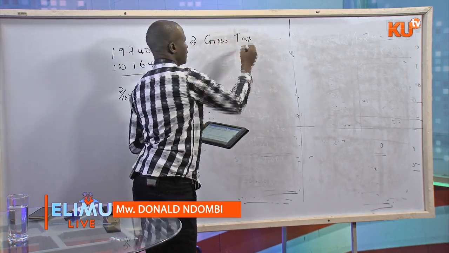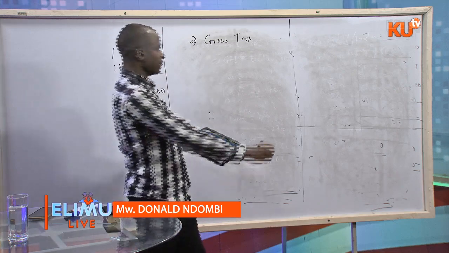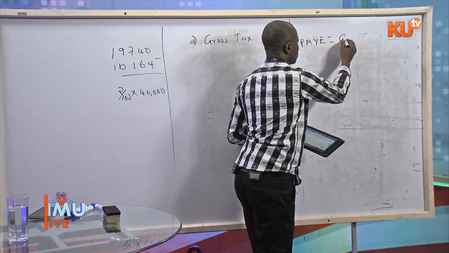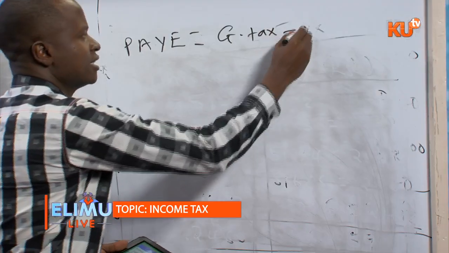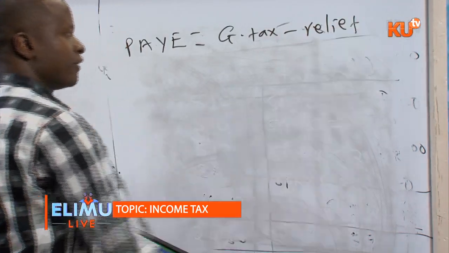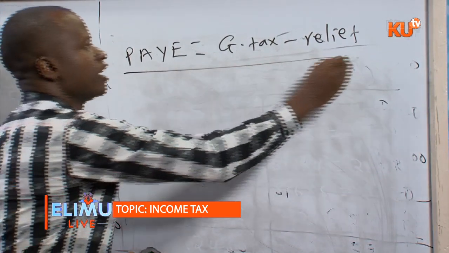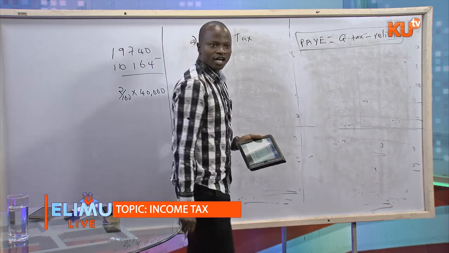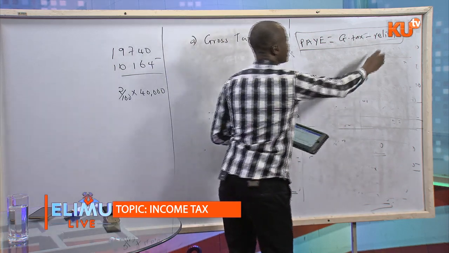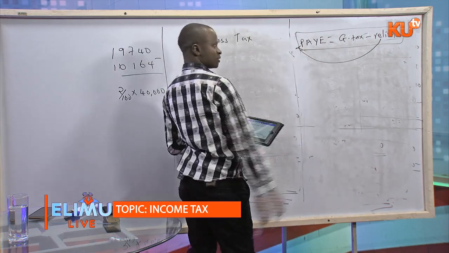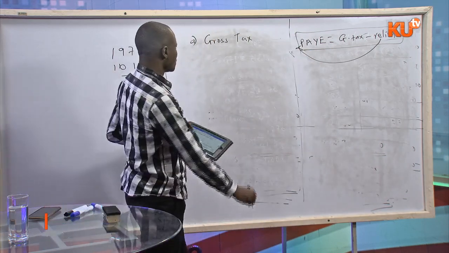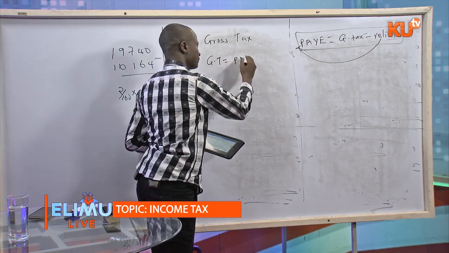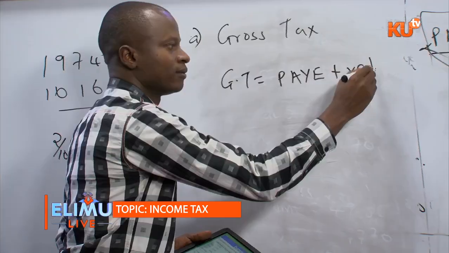Gross tax. Now we've been doing this. We've been saying PAYE equals gross tax minus relief. Now if we do this basic equation here, now we want gross tax. What do we do? In grade 3 there, they'll tell you take relief to the other side. So that means you add relief on both sides. So our gross tax equals PAYE plus the relief.